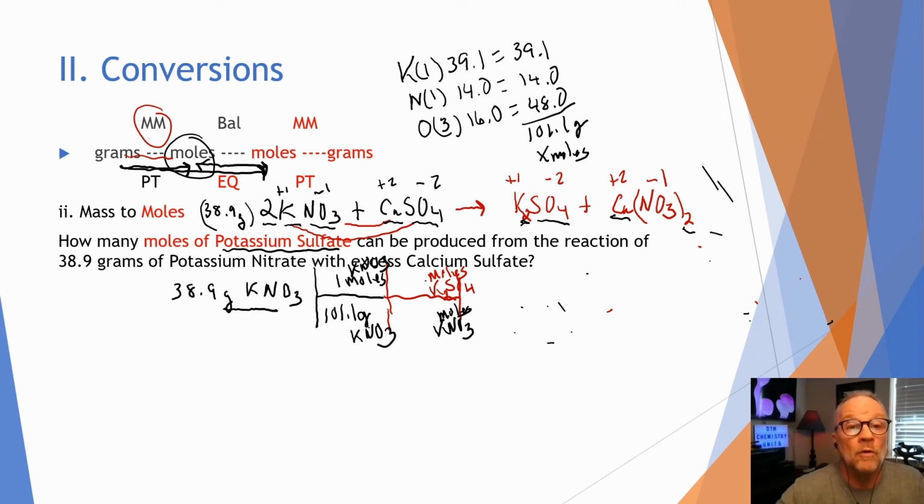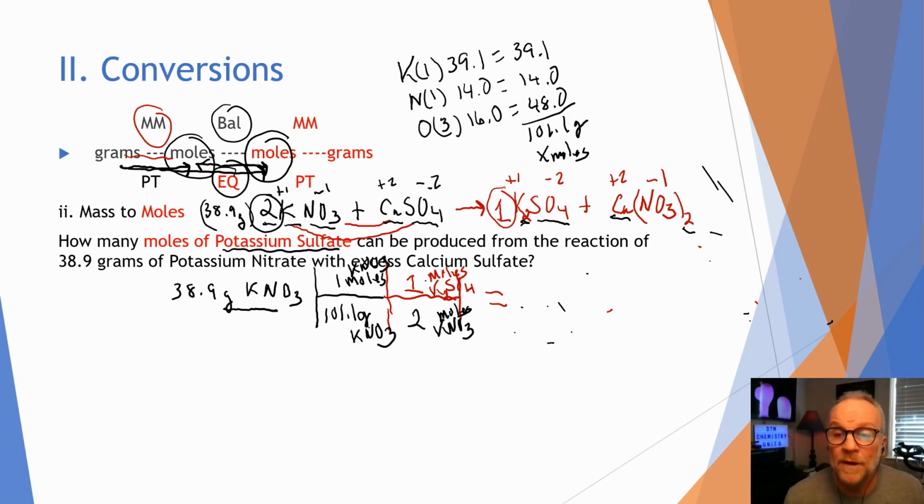And so now we're going to go over the mole bridge, moles to moles. So we need the balanced equation to do that. So moles of potassium nitrate, we have 2 moles of potassium nitrate for every 1 mole of potassium sulfate. Remember, if there's nothing there, it's assumed to be 1. All right, so now we multiply across the top and divide by the bottom. So it's 38.9 times 1 divided by 101.1 times 2. When you're plugging this into your calculator, be sure to keep the order of operations straight, or you might get the wrong answer. And when I do that, I get 0.192 moles.